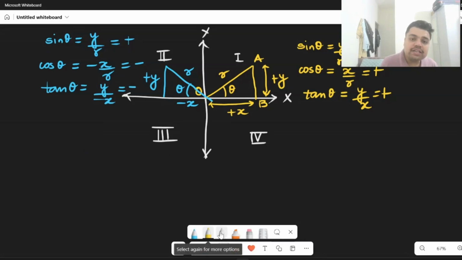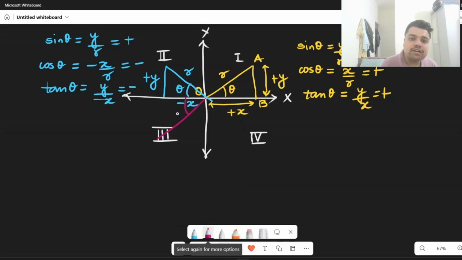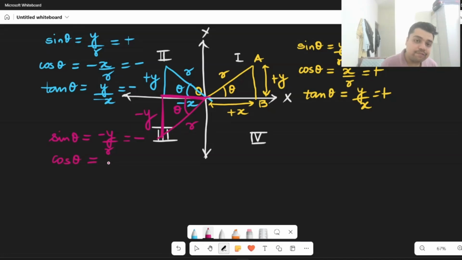Now talking about the next quadrant, let's say this quadrant. In this quadrant, this is theta. Now tell me, is y negative? Yes, y is negative downside, and x is already negative in this case. So what is sine theta in this case? Sine theta is perpendicular by hypotenuse, so minus y by r, which is negative. What is cos theta in this? Minus x by r, negative again. What is tangent theta in this? Minus y by minus x. So this gets cancelled out, I will get plus. The value of tangent will be positive.